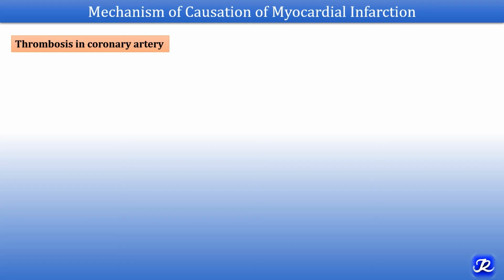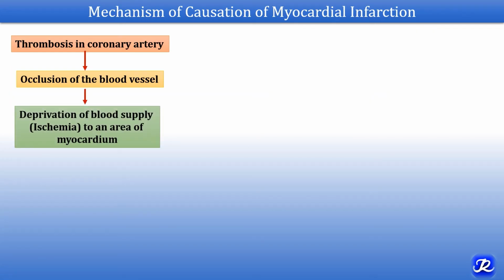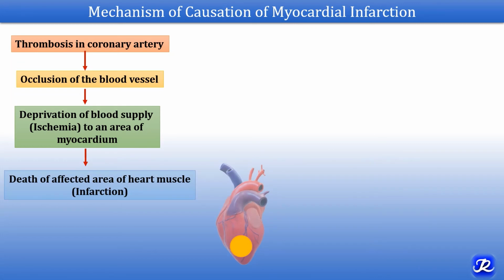What is the mechanism of causation of myocardial infarction? Thrombosis in the coronary artery leads to occlusion of the blood vessel, which further leads to deprivation of blood supply to an area of myocardium, which is known as ischemia, and later there is death of the affected area of heart muscle, that is called infarction.